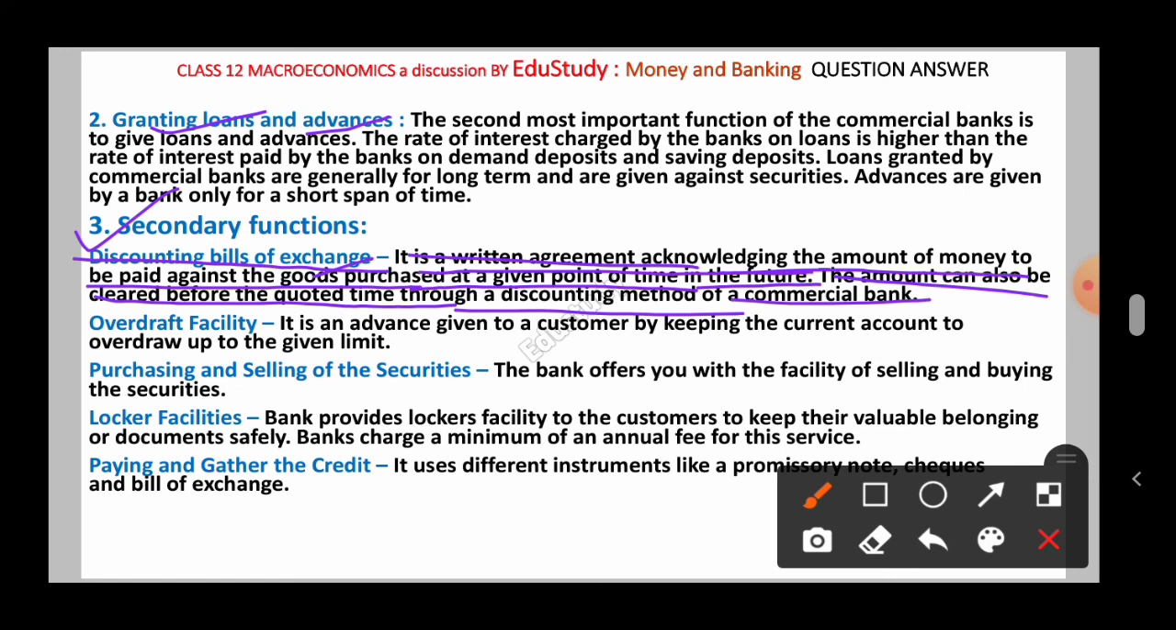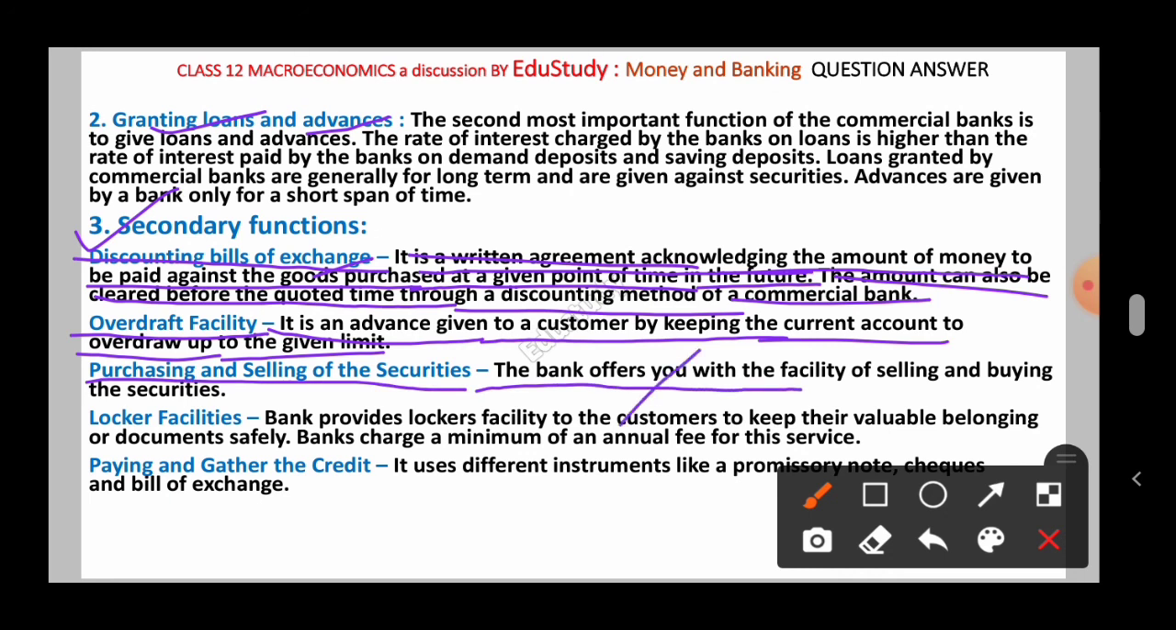Next one is the overdraft facility. It is an advance given to a customer holding a current account to overdraw up to the given limit. Next one is purchasing and selling of securities. The bank offers the customer the facility of selling and buying securities. Locker facilities: the bank provides locker facilities to customers to keep their valuable belongings or documents safely. Banks charge a minimum annual fee for this service.